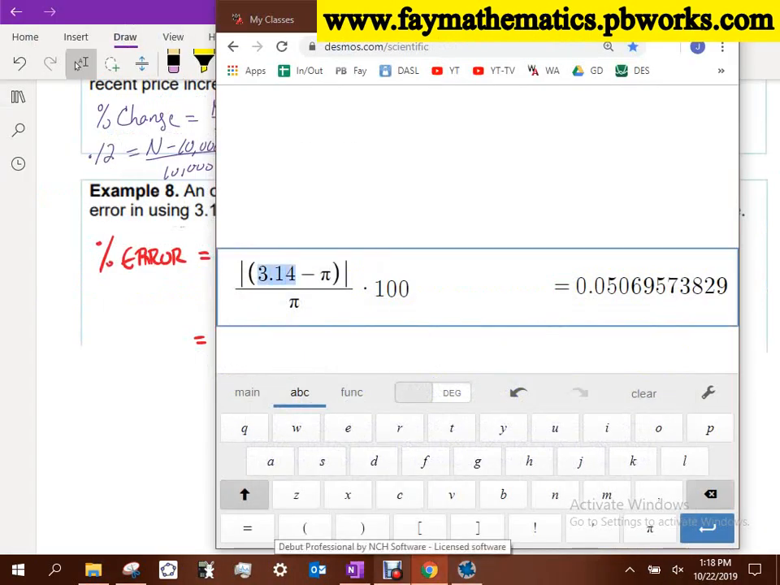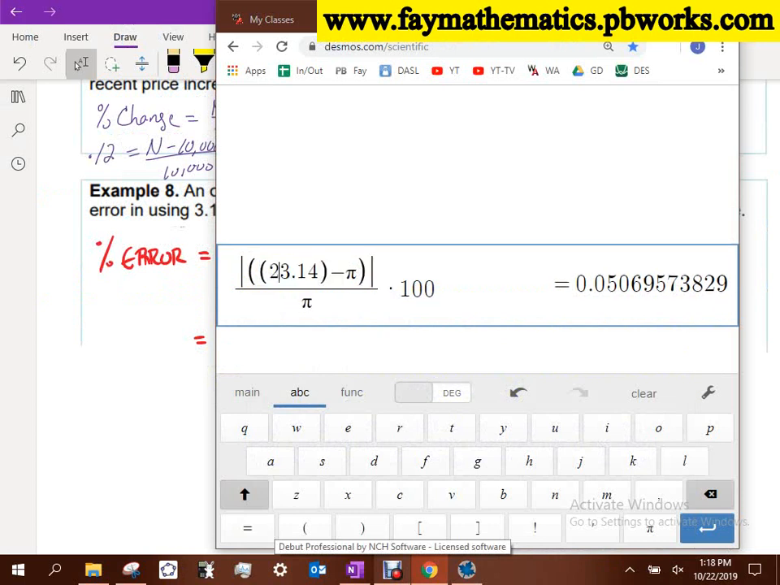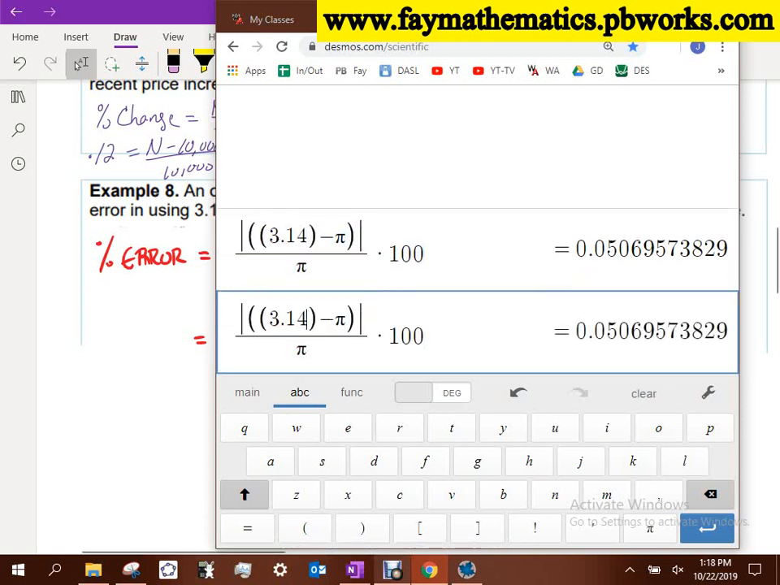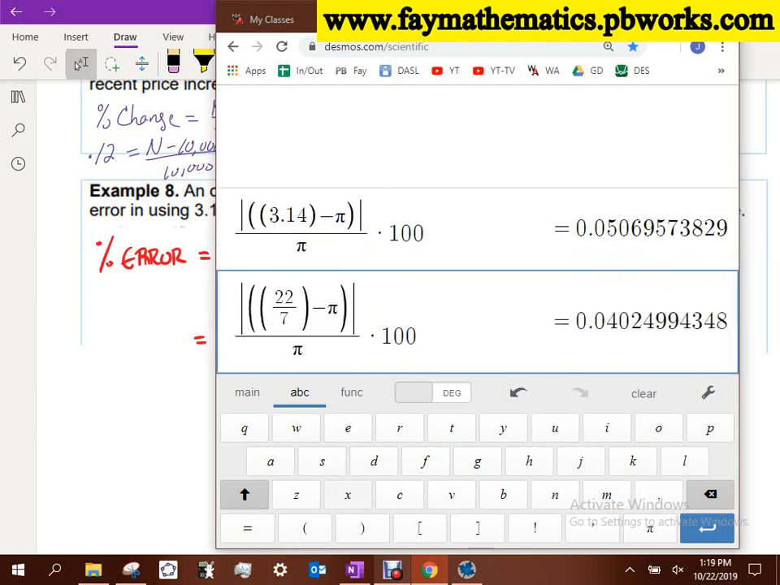So let's put 22/7 here instead of 3.14. And I want to have both of them here. I want to see the comparison. So let's cut and paste that. Do you see how using 22/7 drops this error? So 22/7 is a better number to use. It's closer to pi than 3.14 is. Is that okay with everybody?